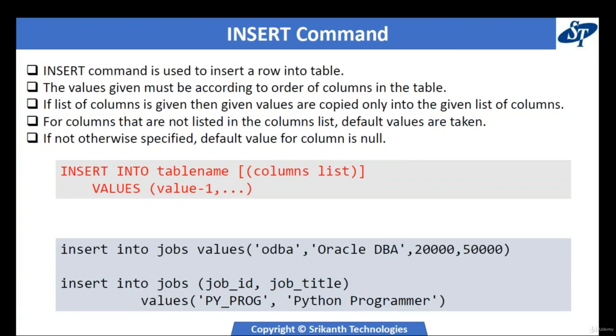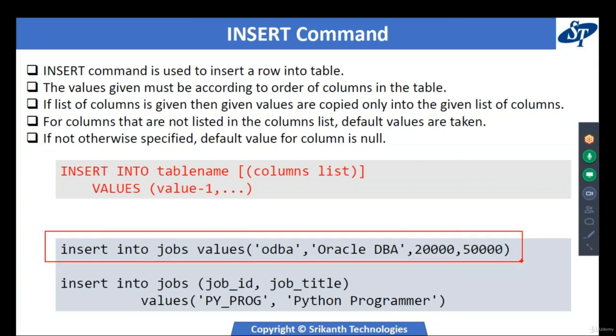So the first example is where I'm talking about inserting a row into jobs table, and I'm giving all four values because there are four columns in jobs table. And you should also give values in the same order. So this is job ID, this is job title, minimum salary, maximum salary.